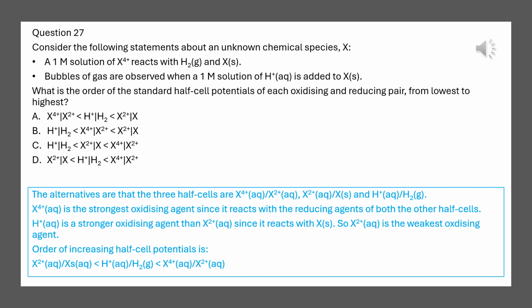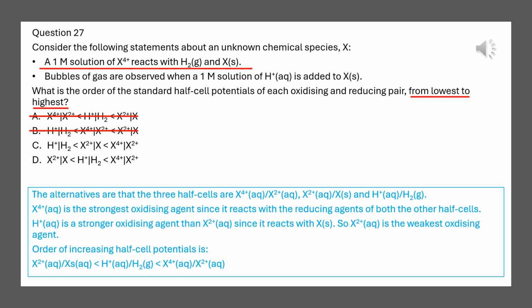List the order of potentials from lowest to highest. X4+ ions can react with hydrogen gas and X metal. Hydrogen gas and X metal lose their electrons as reducing agents here. So, the pair X4+/X2+ has the highest potential here, and both A and B are eliminated first.